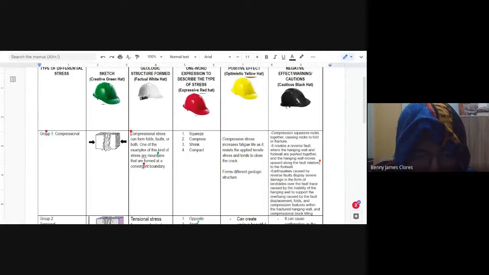The one-word expression to describe the type of stress is squeeze. So based on the figure, as we can see, it's like the rock in the center of the stress is being squeezed. Compress, so from the term itself, compressional, and shrink and compact. So as the stress occurs, the part of that rock somehow becomes compact.